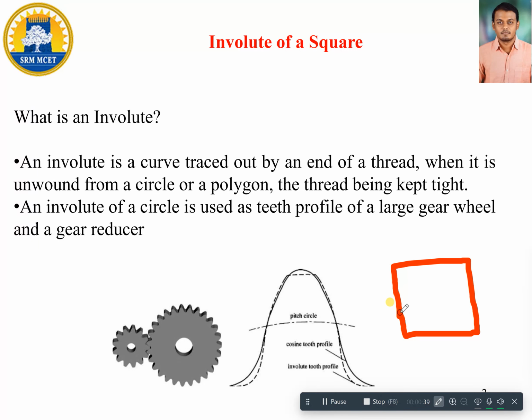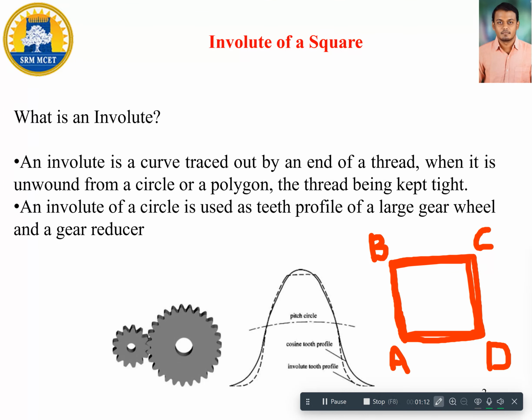I am going to take another thread and I am going to start from point A. Let us assume that this is point A and this is point D. I am starting from point A and I am going to end at point A. This is point B and this is point C and this is D. I am going to start from A and wind this entire square by using a thread.